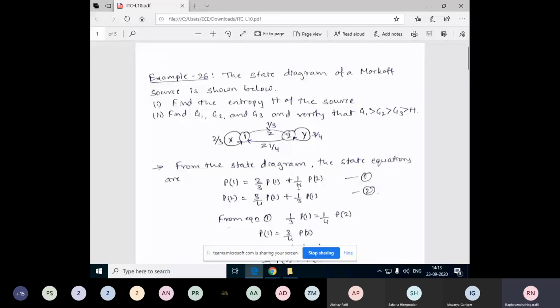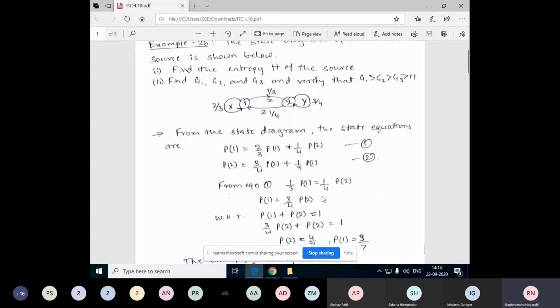Okay. In the same way, for state 2, the equation is P of 2 is equal to incoming transitions. We have one incoming transition from itself with a probability 3 by 4. So 3 by 4 into P of 2, plus we have one incoming transition to state 2 from state 1 with the probability 1 by 3. So 1 by 3 P of 1. So using these two equations, we need to find the probabilities P of 1 and P of 2.